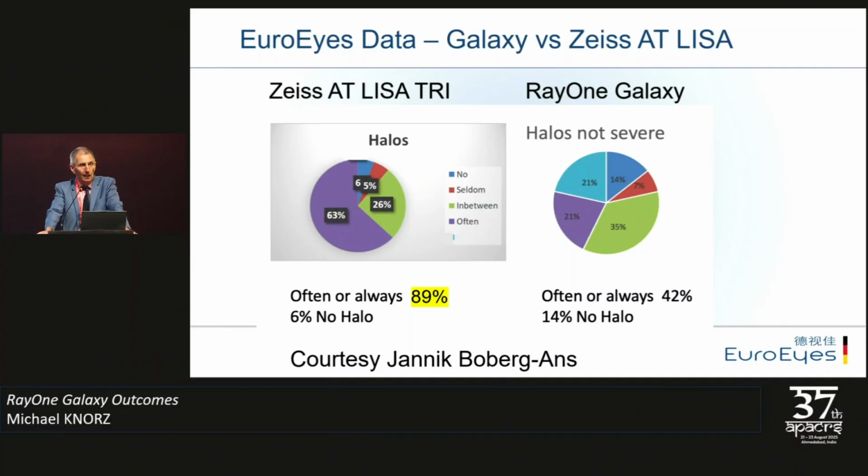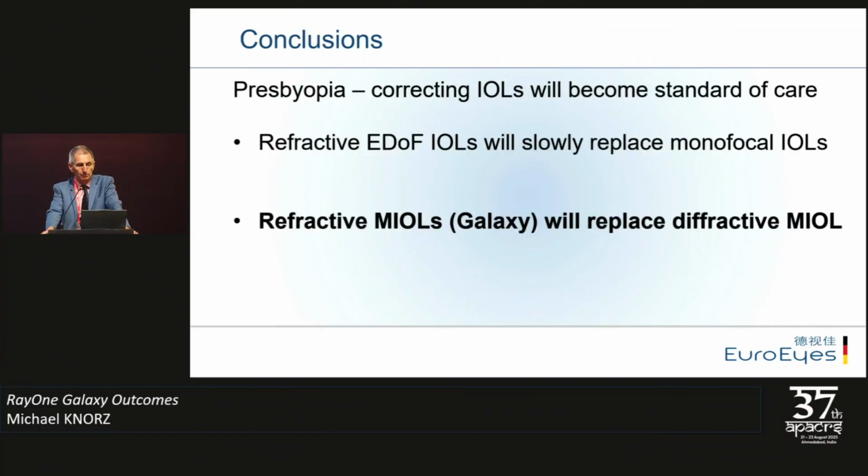Of course, it's still a multifocal lens, so you do have some side effects. It's not an EDOF lens, but it's much less than with the trifocal lenses. So in conclusion, I do believe that we will see 2 developments. Number 1, we've seen the EMV lens presented by Graham Barrett, and I think these refractive EDOF IOLs will slowly replace monofocals. They offer more, but you don't have any disadvantage.